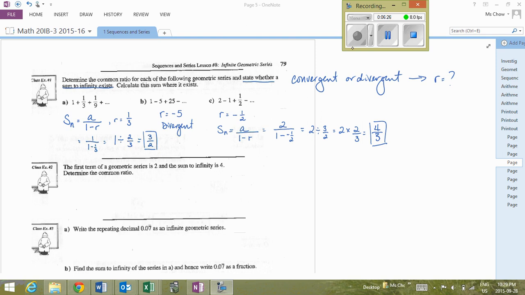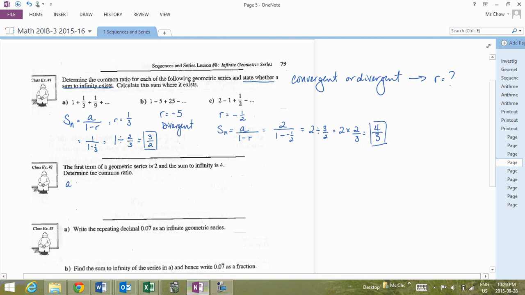Looking at class example number 2, we're given that a is equal to 2 and the sum Sn is equal to 4, and we're trying to determine the common ratio. So we know that Sn is again equal to a divided by 1 minus r. Let's substitute everything in. So we would have 4 is equal to 2 divided by 1 minus r.